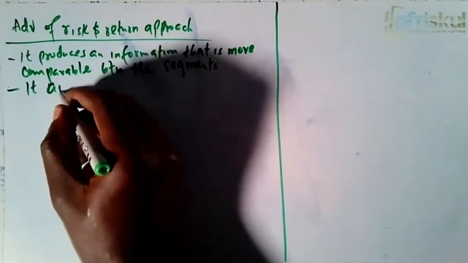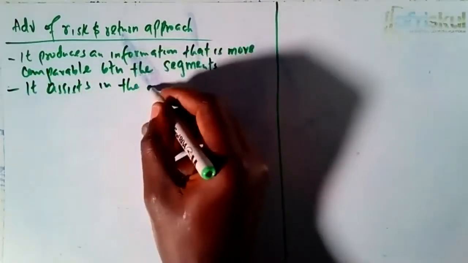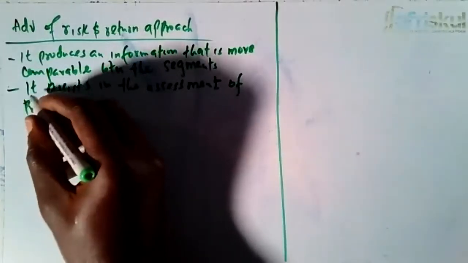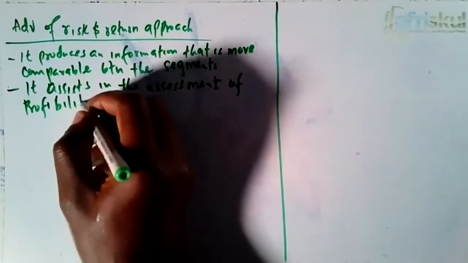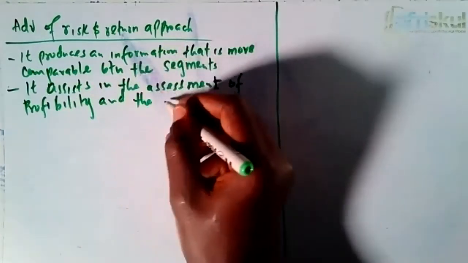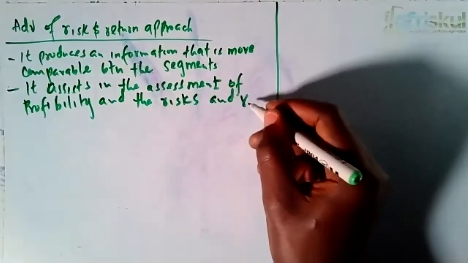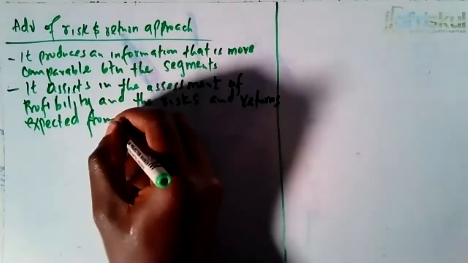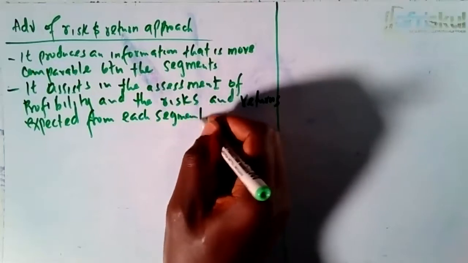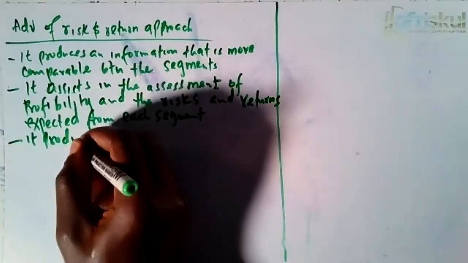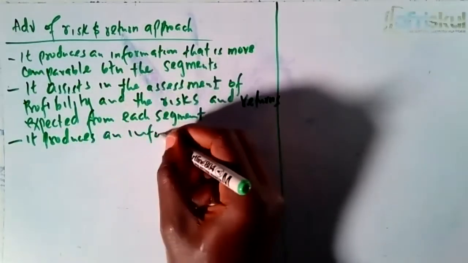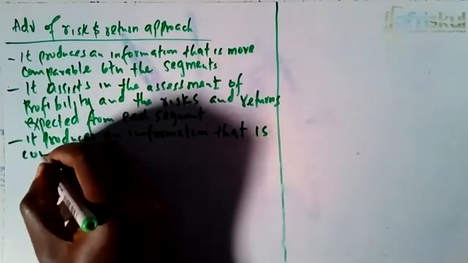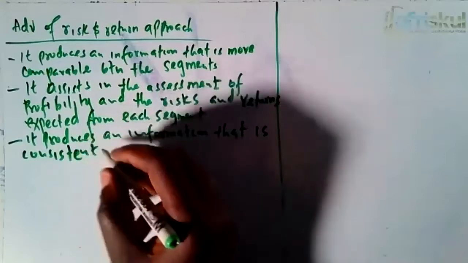Number two, it assists in the assessment of profitability and the risks and the returns expected from each segment. Then the third one, it produces an information that is consistent over time.